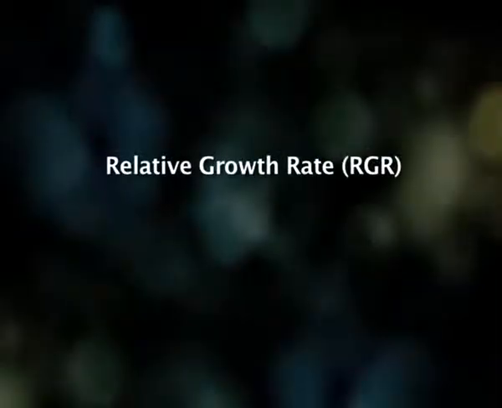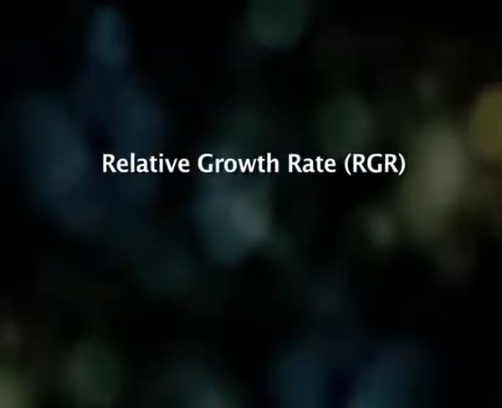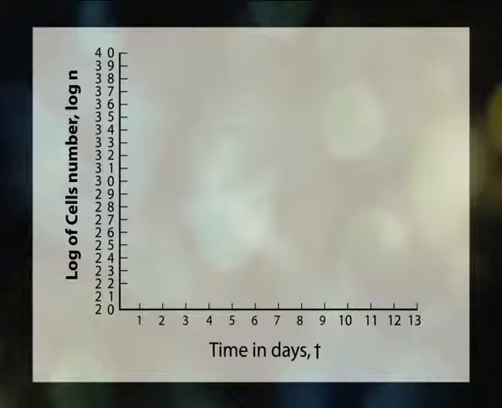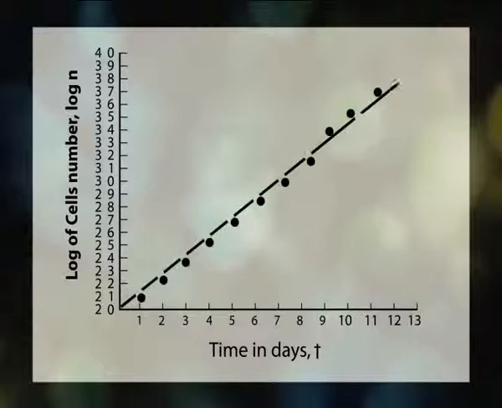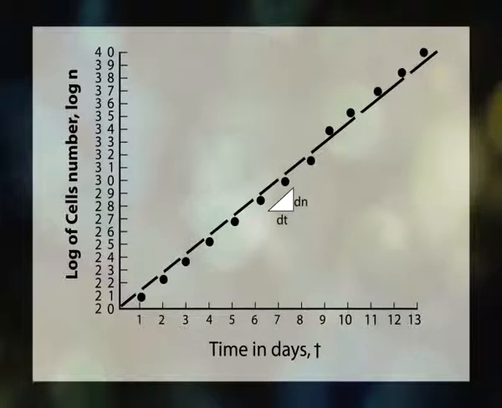Next, we have relative growth rate. If you plot the logarithm of growth, that is size, mass or number versus time, a linear line is obtained. If you calculate the slope of the line, you get the relative growth rate, which is the change in growth relative to time. Since the line is linear, you get the same RGR regardless of which time interval is chosen to calculate the slope.